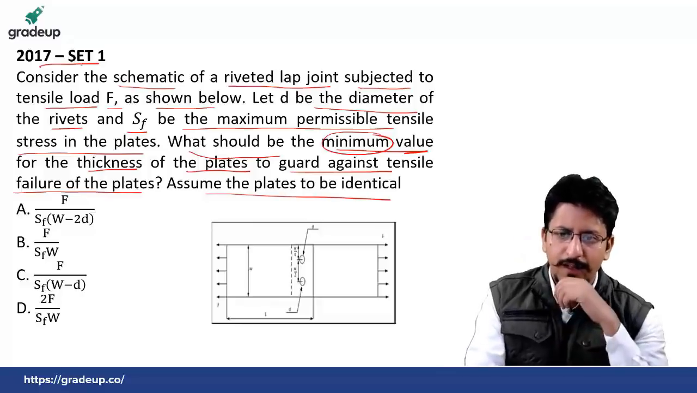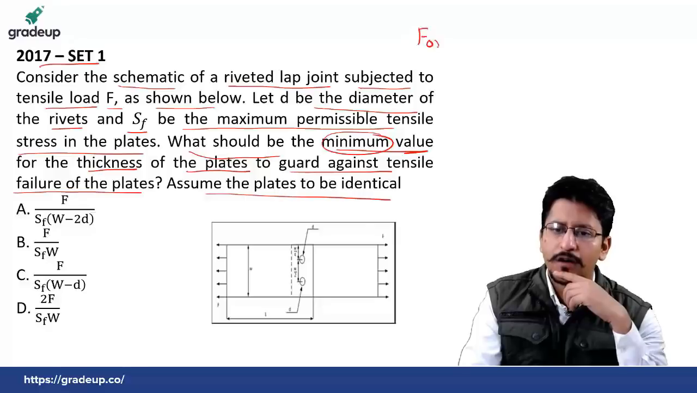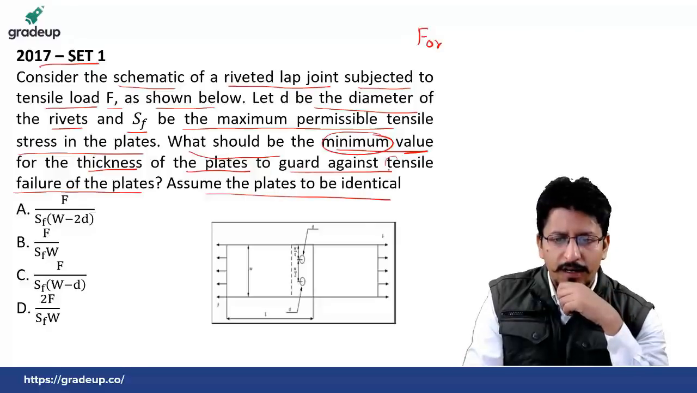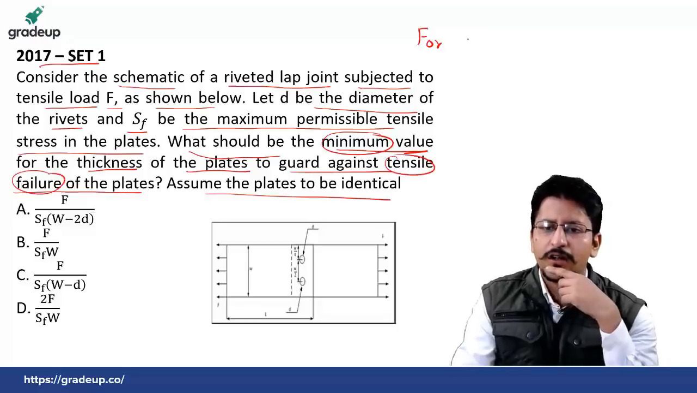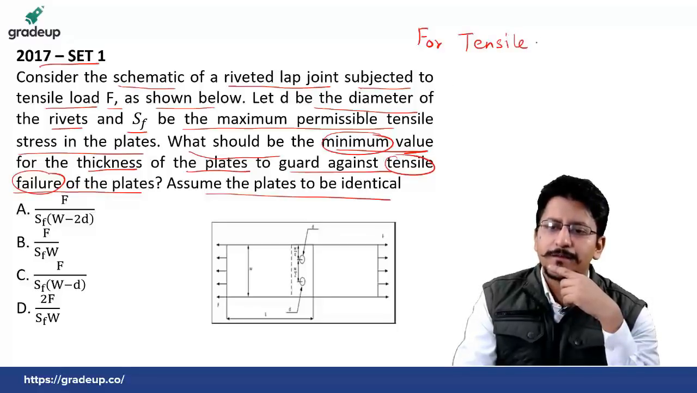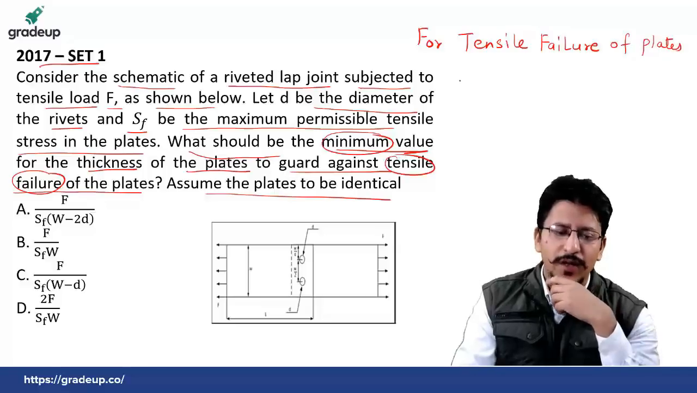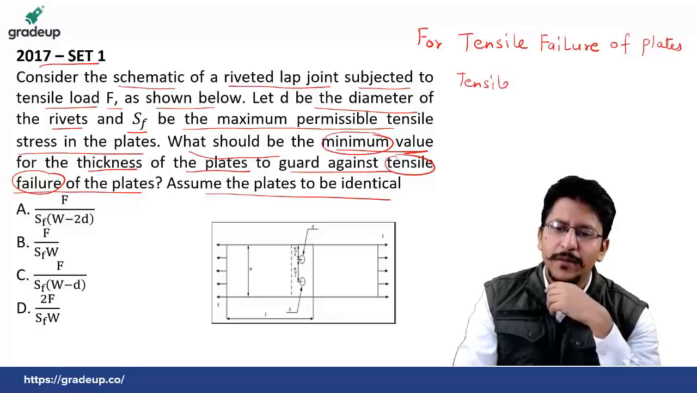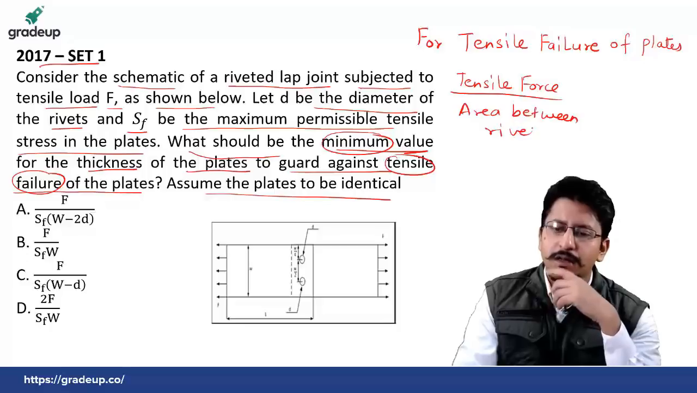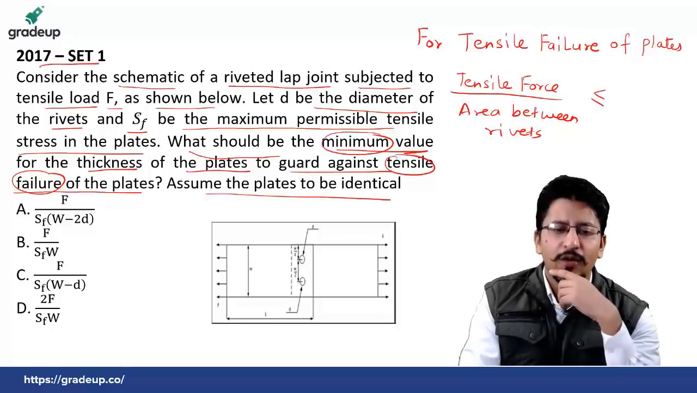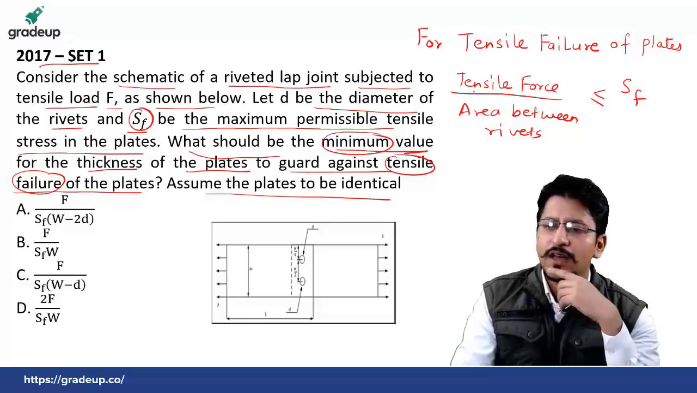We know one thing, it is saying for the tensile failure of plates, the stress that is induced between the rivets, that is the tensile force divided by the area of plate between rivets, must be less than or equal to the maximum value, and the maximum value has been given to you as SF. The tensile force applied is F divided by the area between the rivets.